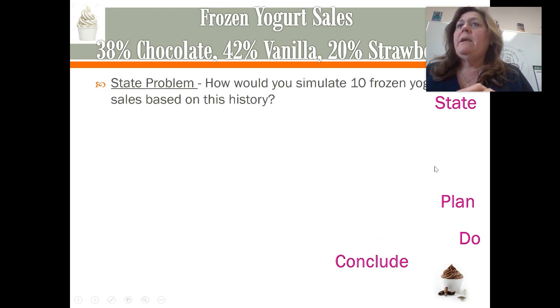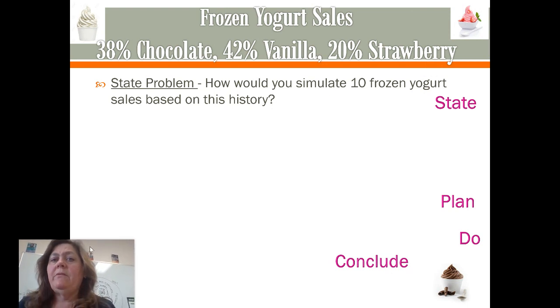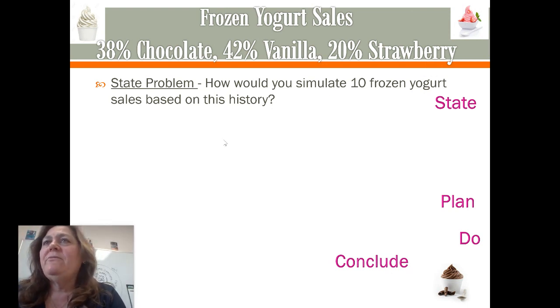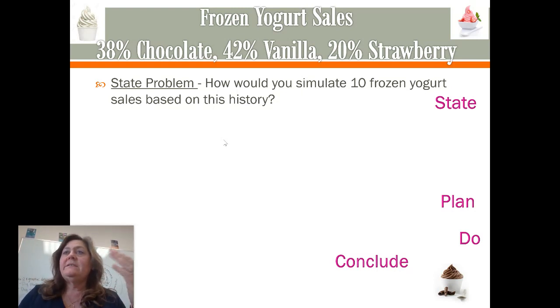All right. So here's an example, a little yogurt shop. It keeps moving, I know. 38% chocolate, 42% vanilla, 20% strawberry. That's their typical sales. So you're going to state your problem. State, plan, do, conclude. Here we go. How would you simulate 10 frozen yogurt sales based on this history? Let's say this is your shop's history and you will probably have about 10 more customers that night. What do you plan to sell?